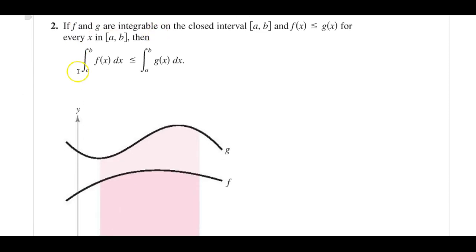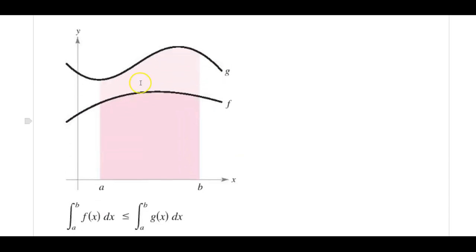And if f and g are integrable on the closed interval from a to b and f of x is less than or equal to g of x for every x in the interval from a to b, then the integral from a to b of f of x with respect to x will be less than or equal to the integral from a to b of g of x with respect to x. And you can see that illustrated here in this picture.